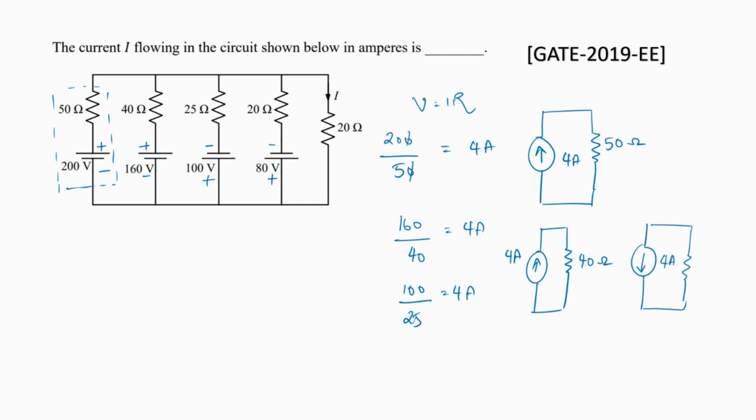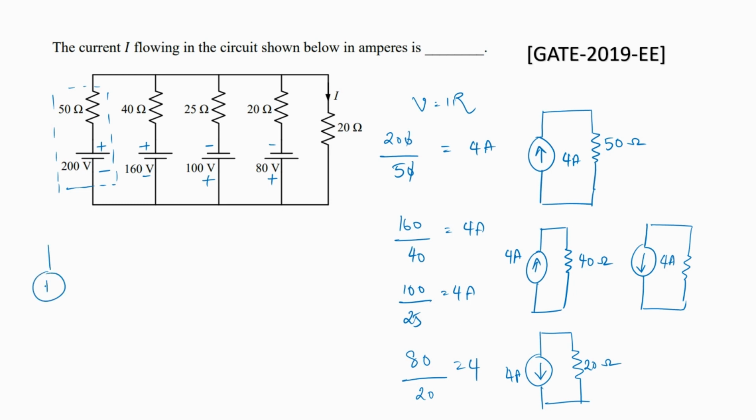And lastly, we can convert this 80 volts as 80 divided by 20, again 4 amps. And this time also, the direction of the current should be pointing towards the positive of the voltage source, and therefore it is going to be downward. So this is also 4 amps with 20 ohms in parallel with it. We are now going to put all of these current sources in parallel with each other. It is possible because the magnitude of current from all of these current sources is the same.